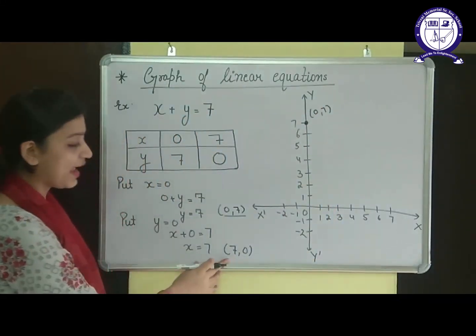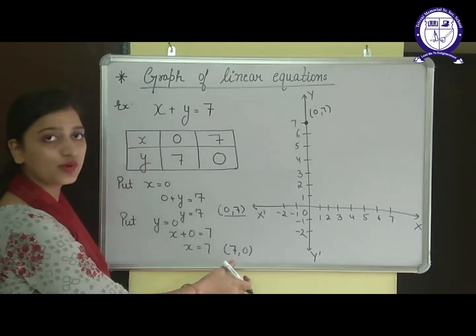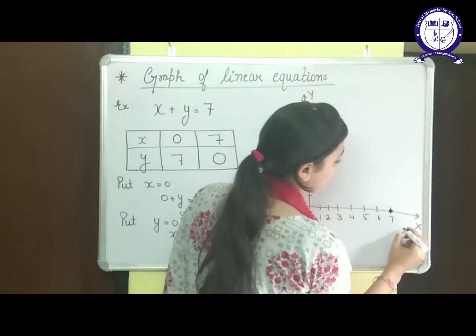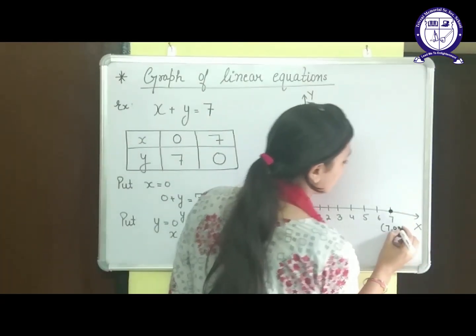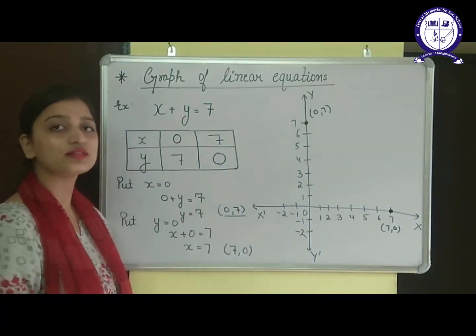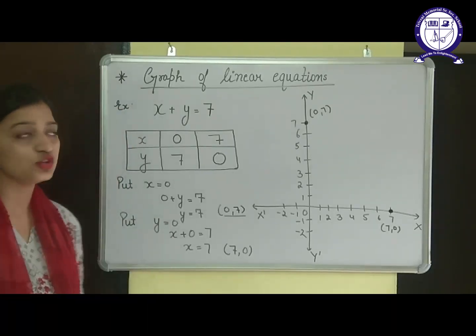Similarly, in this my x is 7, y is 0. Ignore y. I will just look at x equals to 7. That is this point. So it is my 7, 0. Now the second step is complete. Plot the solutions.